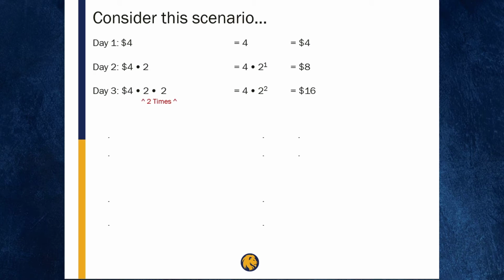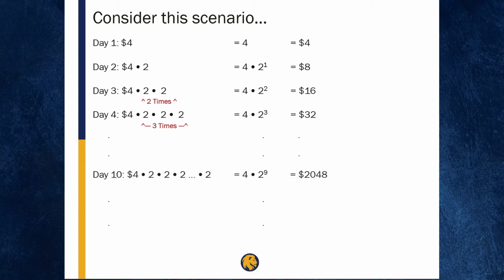And so we notice how this means that it will be 4 times 2 times 2, or 4 times 2 to the second power. And then on day 4, it'll get doubled yet again, now with 2 times itself 3 times, or 2 to the third power. If we go all the way forward to day 10, how many times would we see 2 multiplied by itself?